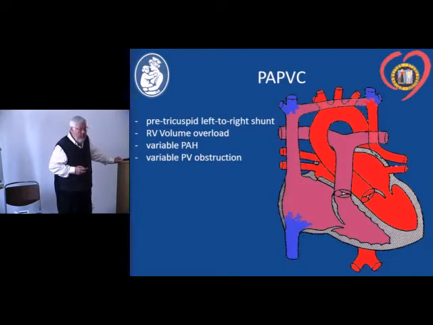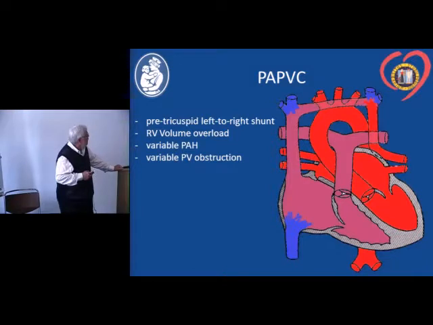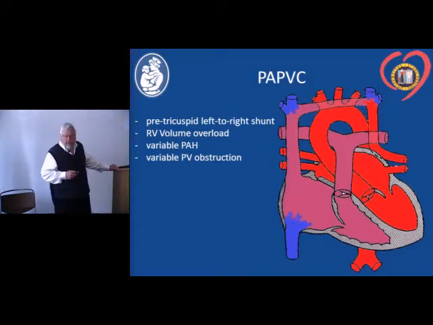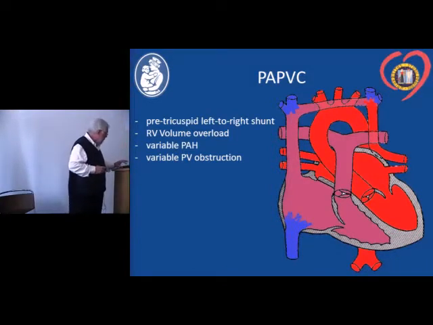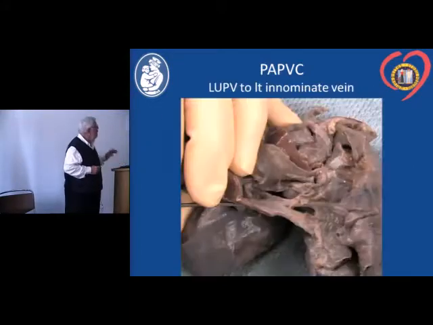We've seen a couple of patients who have had isolated, anomalously draining single veins present in their 30s and 40s with right heart failure and pulmonary hypertension. But I think this is not very common, but it can happen. And variable pulmonary vein obstruction: sometimes these veins can become obstructed, and usually what happens then is that there are collaterals that develop within the lung that drain that segment through other veins.